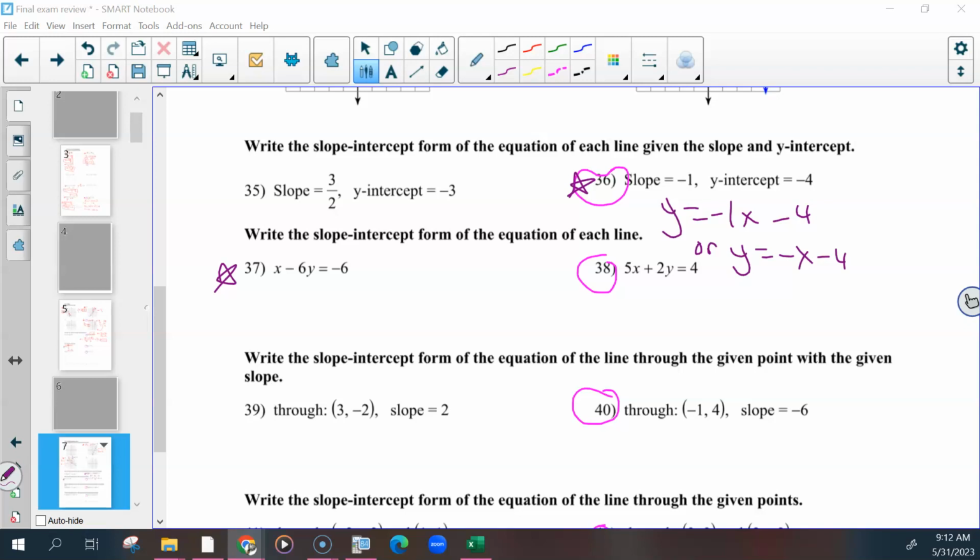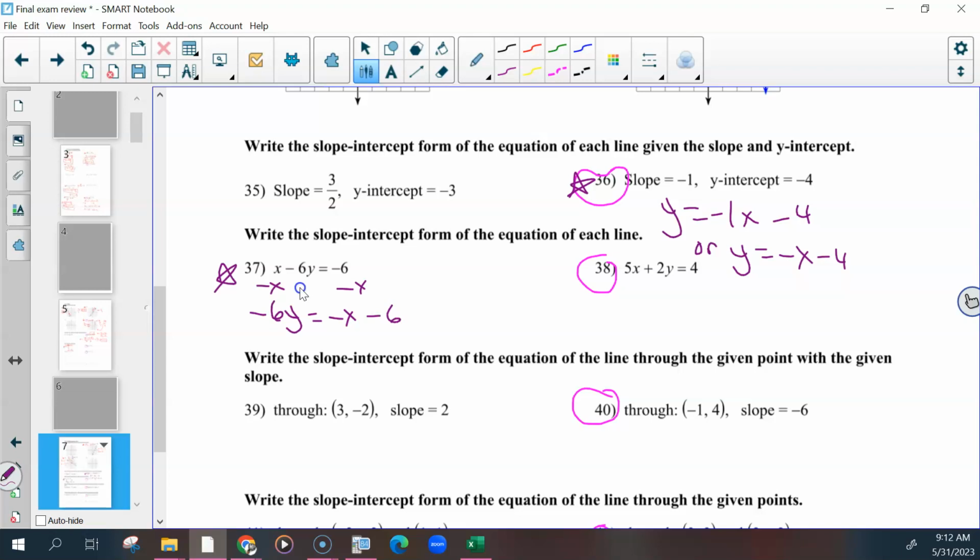You have to rearrange this, solve this for y, before we could figure out what the slope-intercept form is. So think about this like your literal equations, but now we're solving for y, trying to get y by itself. How would we do this? What would we get rid of first? Subtract it to the other side. And then to get y by itself?